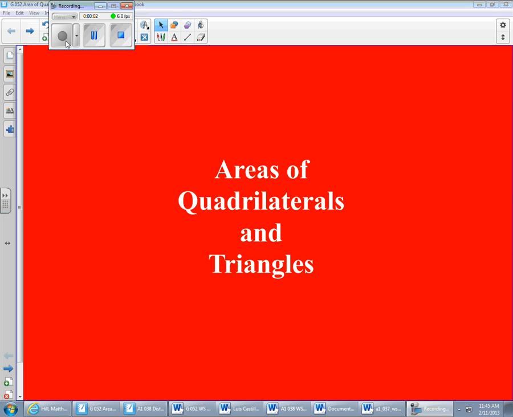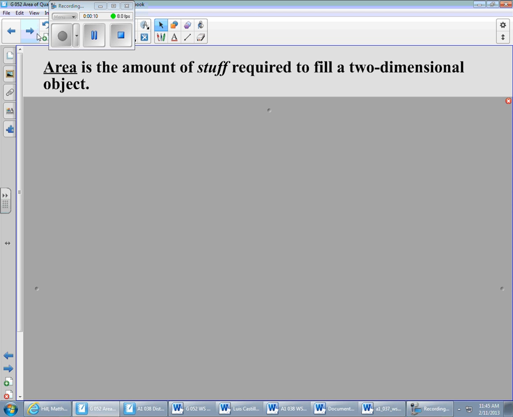Okay, so we're going to start off the Unit 8 discussions with a little bit of review on areas of quadrilaterals and triangles. So please follow along, take notes as you see fit. We're going to see a whole bunch of formulas. Some of them are review, some of them might not be. I would advise you to, at the very least, write down definitions and formulas.